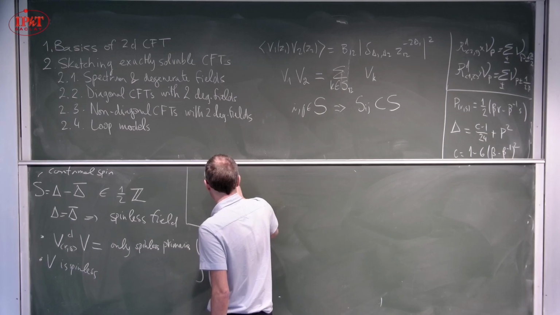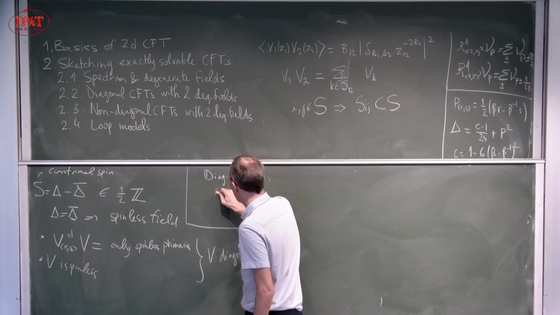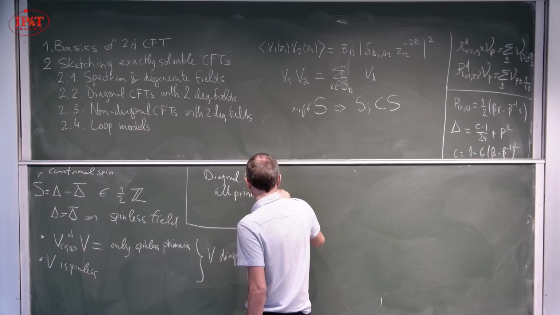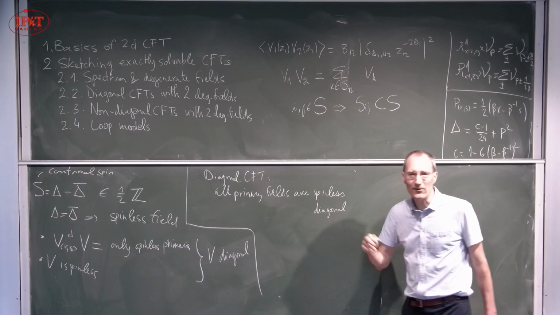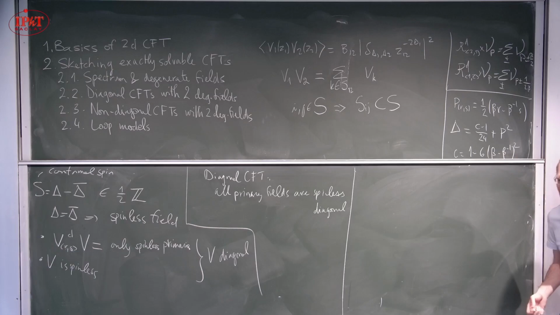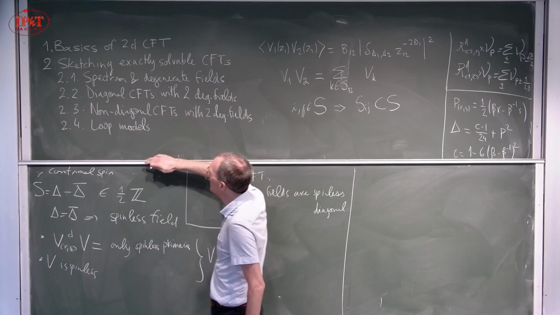So a CFT is diagonal if all primary fields are spinless or diagonal. I mean, it's equivalent, that all of them are spinless or all of them diagonal. Okay, so diagonal CFTs are simpler. So when it comes to building examples, we start with diagonal CFTs before moving to non-diagonal CFTs.